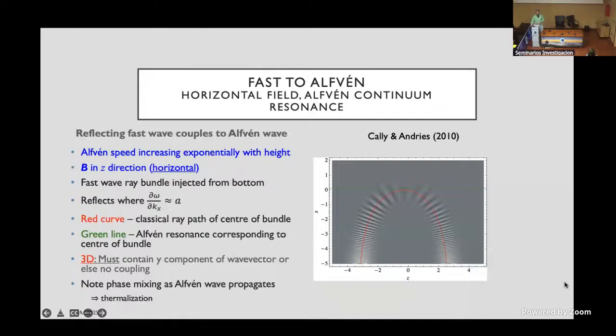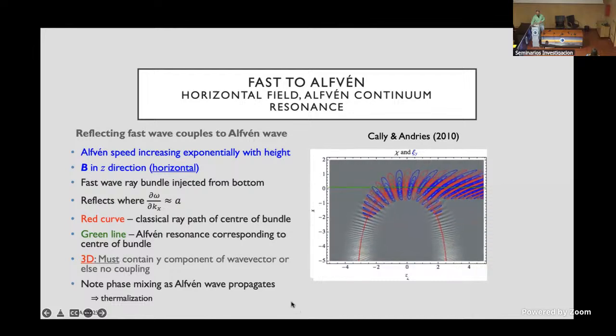Let's actually see how this operates. So here is a case, let's just take a completely horizontal uniform magnetic field. And I have sent in here a ray bundle. So this is again analytic. I've sent in a ray bundle of fast waves. The red line is simply the central ray of that bundle. So this is a Gaussian bundle of waves, which I've sent in, and they're going up and they're reflecting because the Alfvén speed is increasing with height. It's the usual thing that fast waves do. The green line is where the resonance is between the fast waves and the Alfvén waves. And let's see what happens.